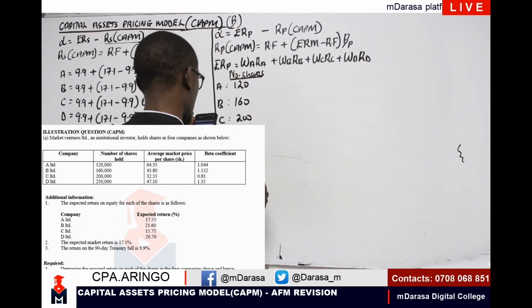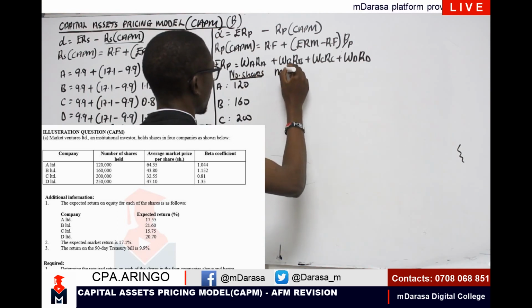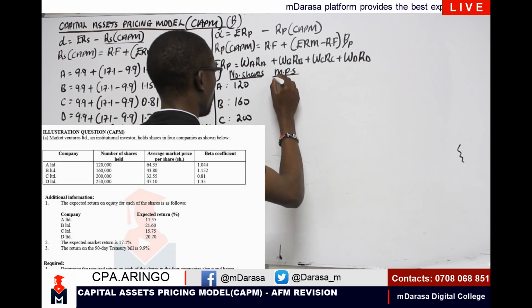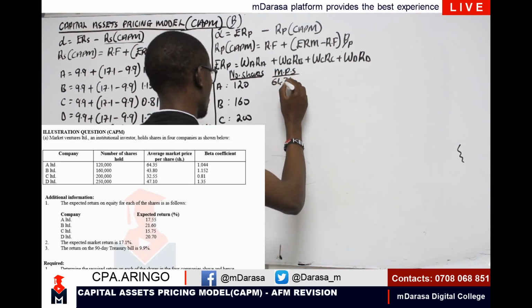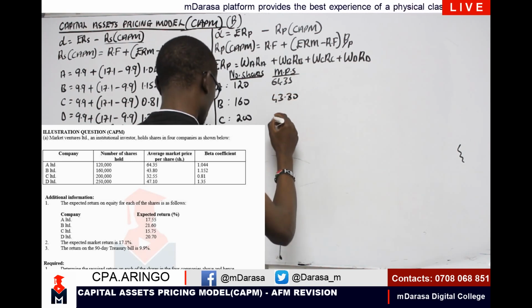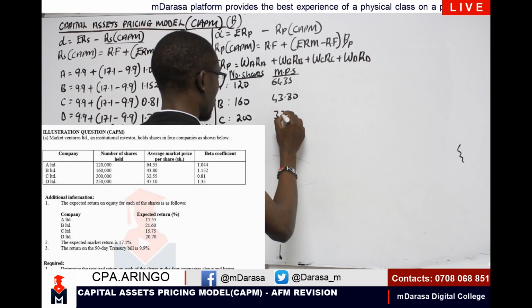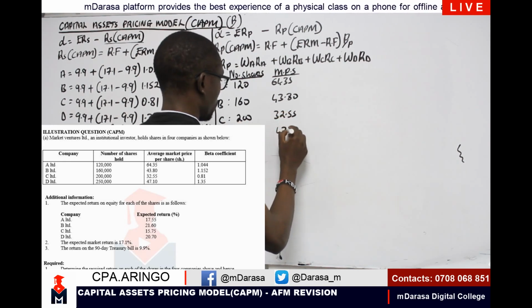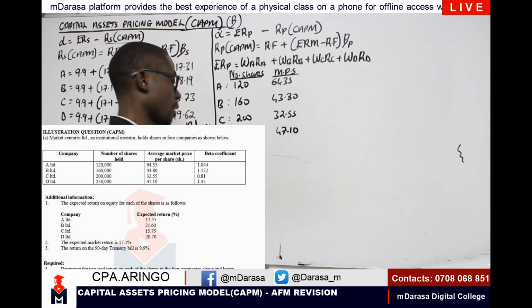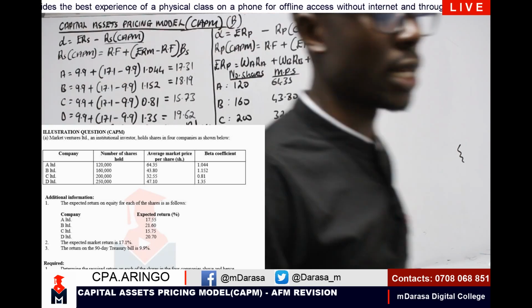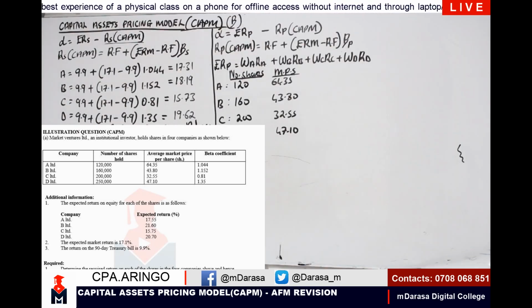Our market price per share, I was given 64.35, 43.80, 32.55, and 47.10. What I was given there, right? So once we have that, we can clearly determine our value. Right now, I can remove this question of ours.